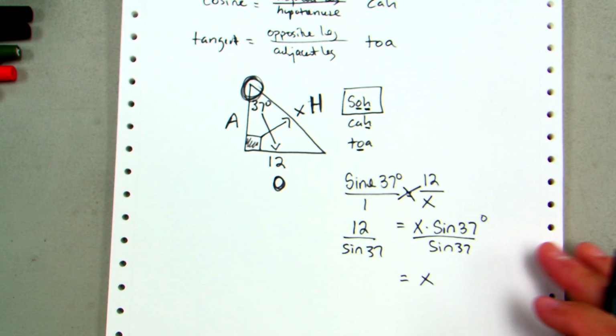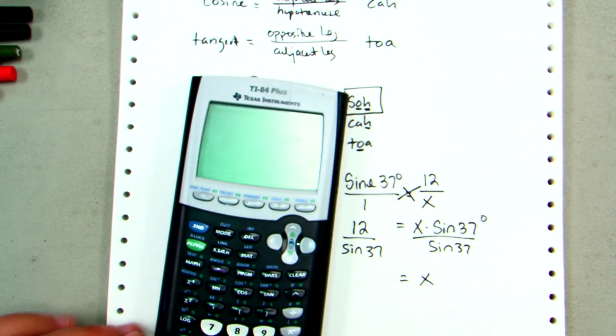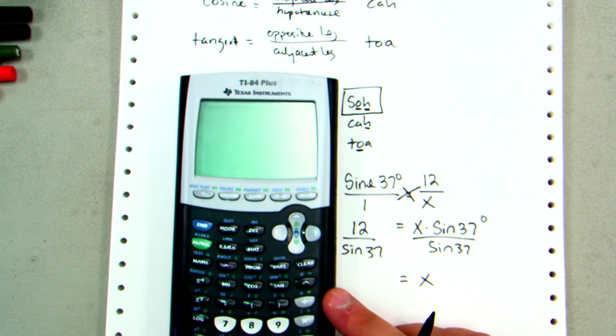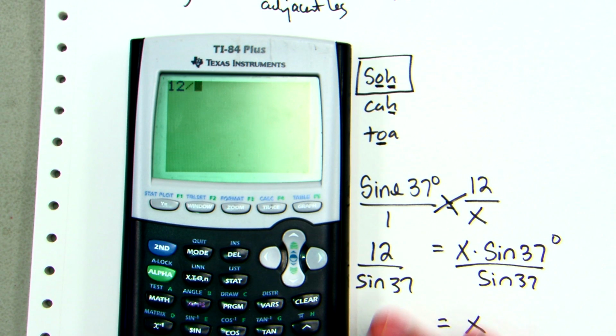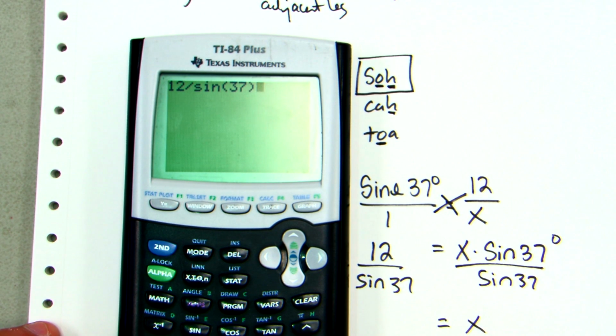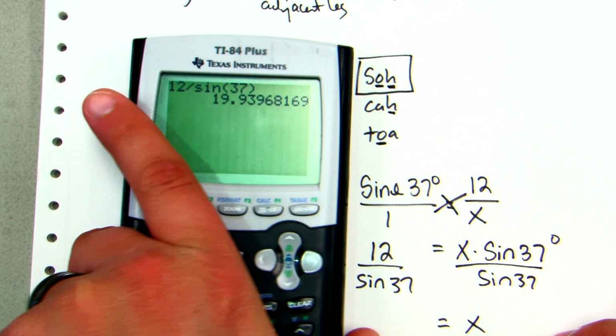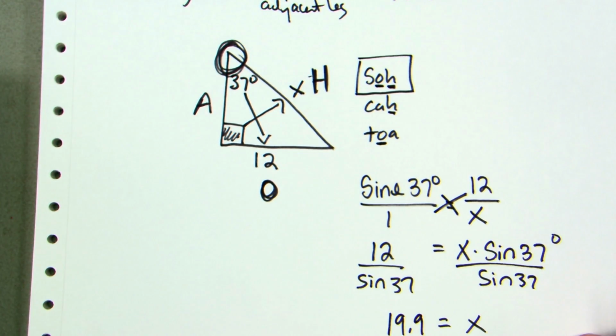Therefore, it gives me that x is equal to, and I'll cut my light on so maybe you can see a little better and zoom in. And I just simply say 12 divided by sine of a 37-degree angle, close parentheses, enter: 19.9. So 19.9 is my answer to that.